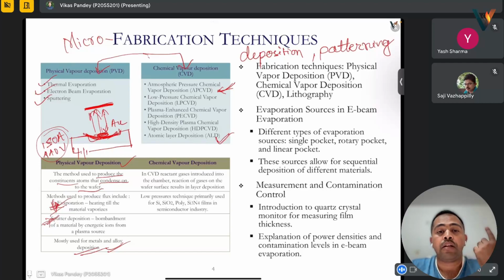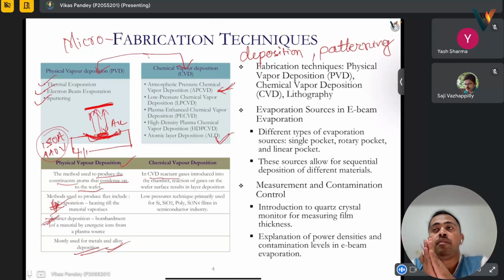Then comes chemical vapor deposition. I will show in details also. In CVD reactant gases are introduced into the chamber. So mostly the reaction here takes place in gaseous form. Though the precursor can be solid or liquid, the reaction will take place in gaseous form. Then the reaction of gases takes place on the wafer surface, resulting in layer deposition. So 2-3 species are coming, and these reactions are happening on the target where we have to deposit, and there this deposition occurs. And how do we ensure this?